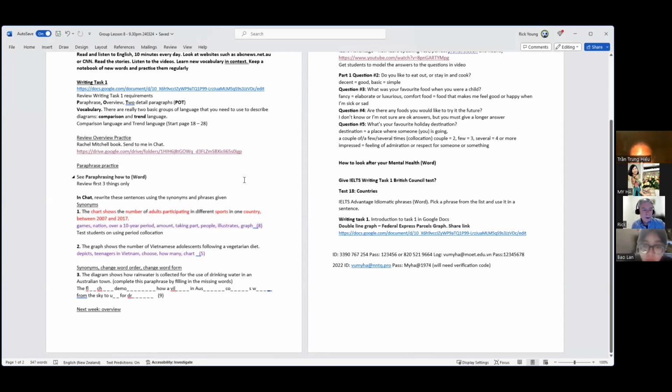What I want you to do is replace the words in red with the words below. You have to choose the correct word and you need to use all these words. Okay, you need to use all these words to get full marks. So these are all synonyms. Okay, these words are all synonyms of the words in red. So you need to choose the correct one, and you need to send me the sentence in chat.